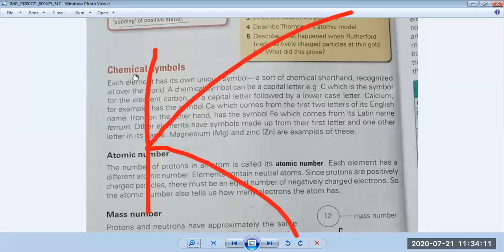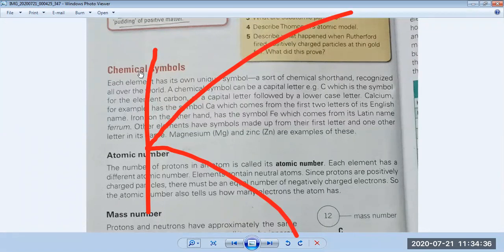So now we will discuss the chemical symbols. First of all, the question is: what is the meaning of a chemical symbol? Because we are discussing the structure of an atom, and we all know that every element consists of atoms. So every element is shown by some symbol.